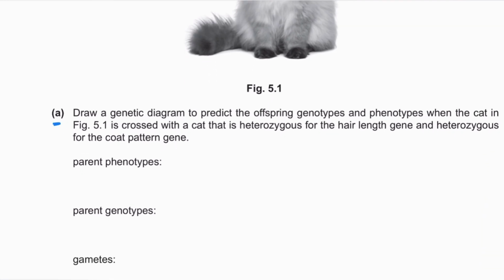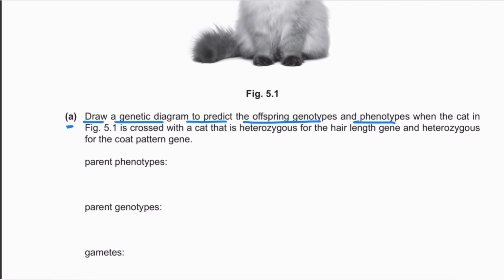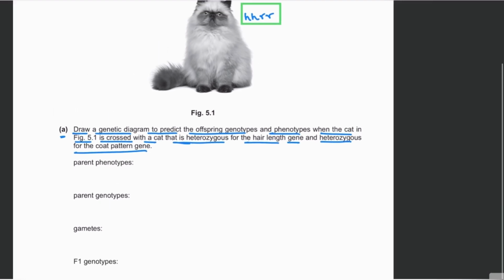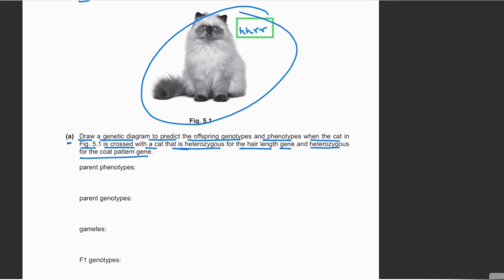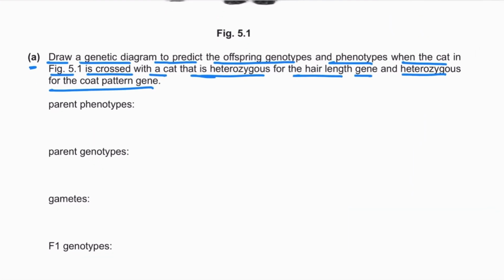Okay, so in part A, they're saying to draw a genetic diagram to predict the offspring genotypes and phenotypes when the cat in figure 5.1 is crossed with a cat that is heterozygous for the hair length gene and heterozygous for the coat pattern gene. So guys, we need to cross the cat in figure 5.1 with a heterozygous cat for both the genes. So the heterozygous cat will have genotype capital H, small h, capital R, small r. We need to cross it with the cat in figure 5.1, which is homozygous recessive for both the genes, that is small h, small h, small r, small r.